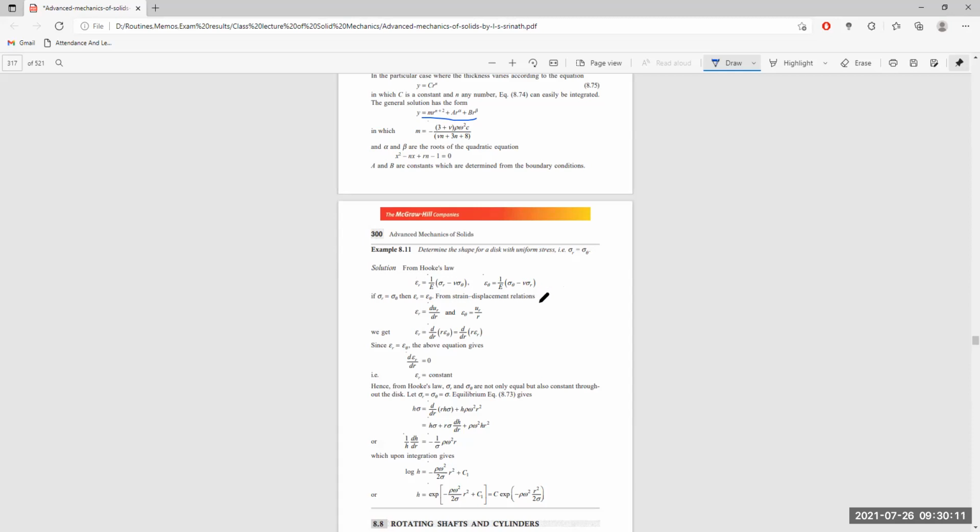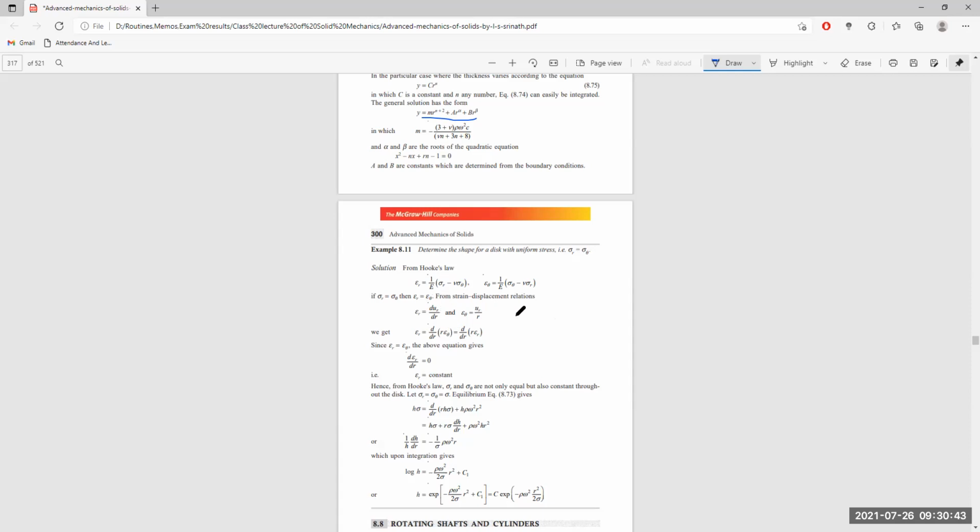And from the strain-displacement relation, we know epsilon r is the rate of change of the displacement divided by the rate of change of the radius, and epsilon theta is u by r. Again, we are taking the radial displacement divided by the radius itself. So we put these values of epsilon r and epsilon theta in these equations, where epsilon r is equal to epsilon theta, both equal to each other.